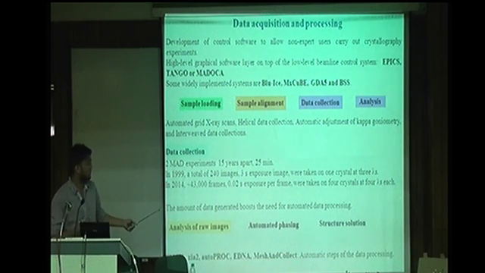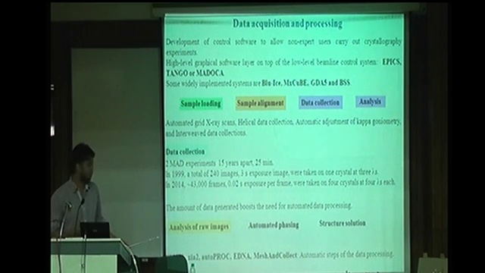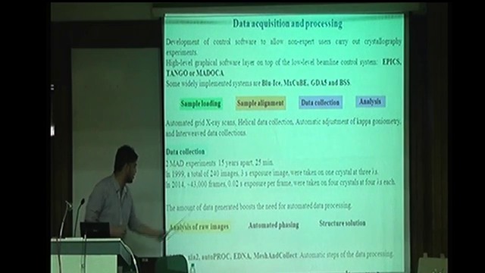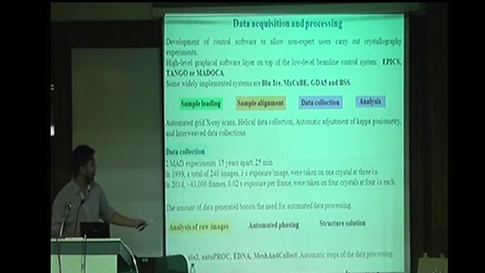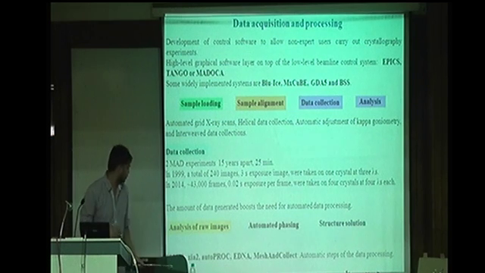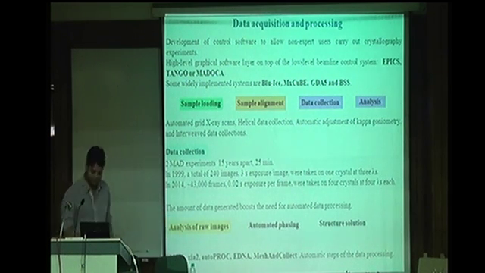The amount of data generated boosts the need for automated data processing, which should encompass all three processes: preliminary analysis of the raw images, automated phasing and structure solution. These can be done by the following software: XDSAPP, xia2, autoPROC, EDNA, Mesh and Collect. So these are some of the automatic steps of data processing.